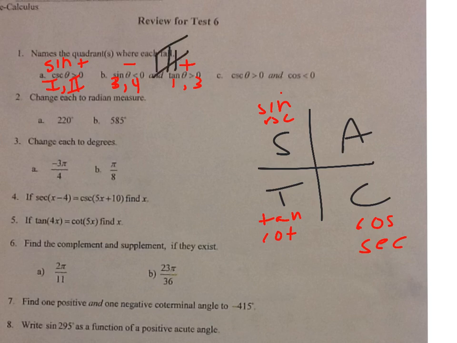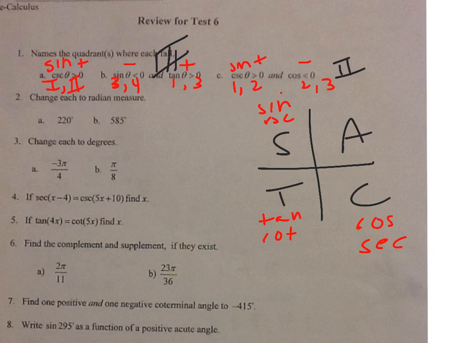All right, let's look at the next one. So we have cosecant, so we're going to think of sine, positive, greater than 0. And cosine is negative, less than 0. So in which quadrants is sine positive? Sine is positive in quadrants 1 and 2. And cosine is negative in quadrants 2 and 3. So where is sine positive and cosine negative? That would be quadrant 2.